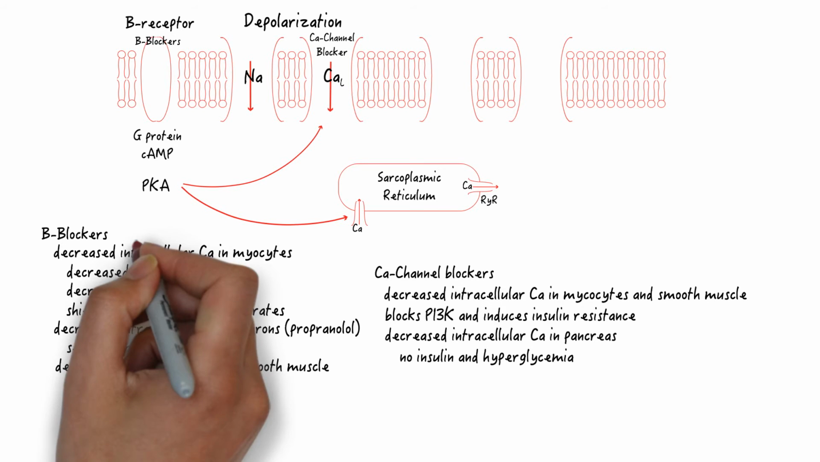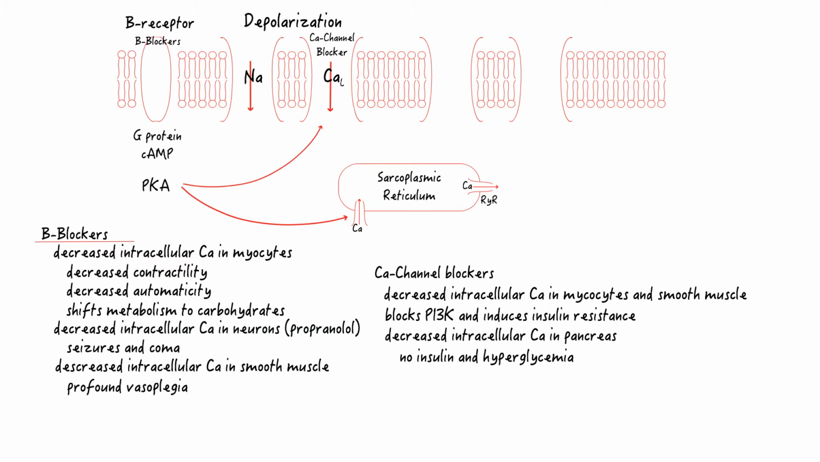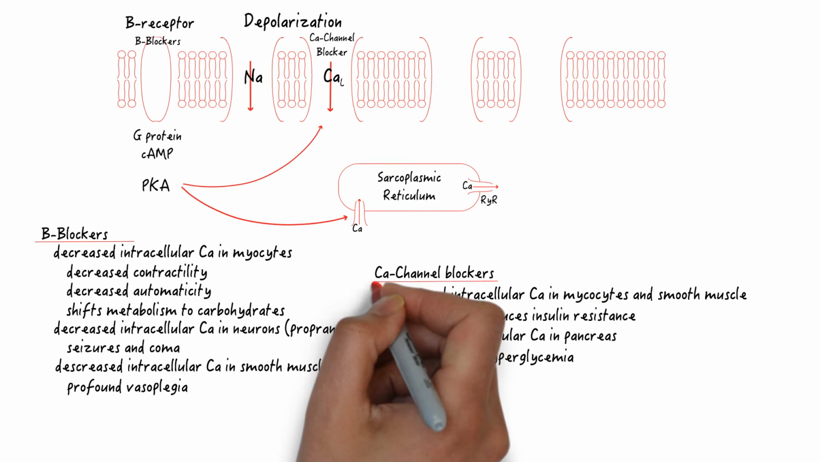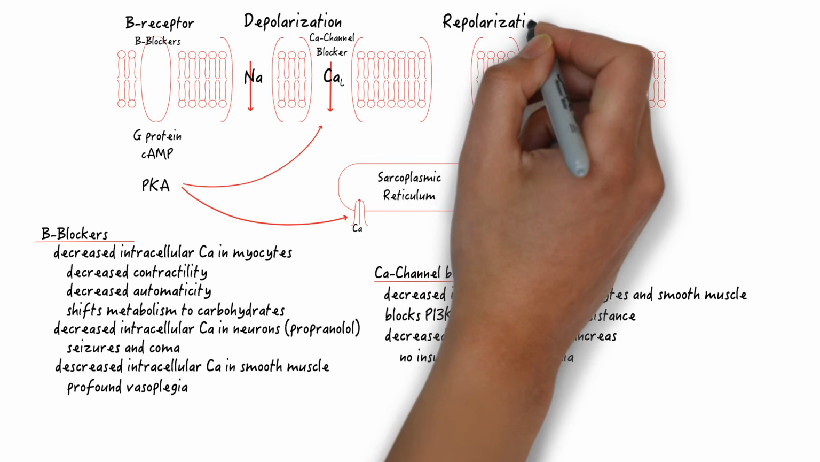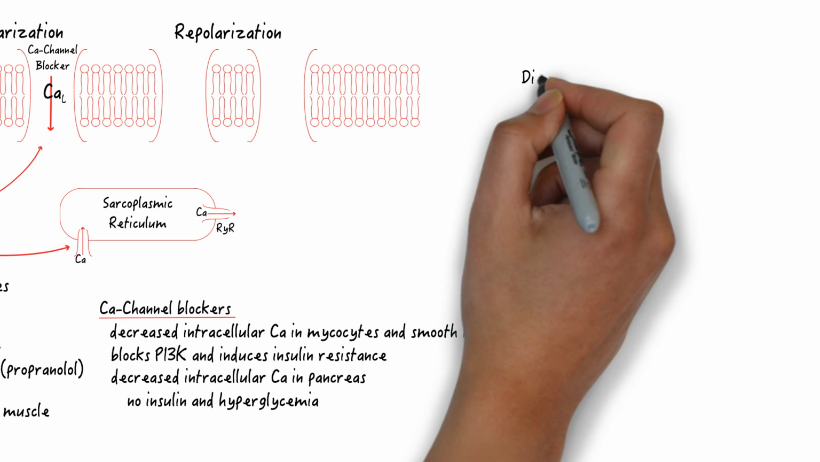So calcium channel blockers cause a clinical picture that is very similar to beta blockers. They both decrease intracellular calcium. But unlike beta blockers, calcium channel blockers can also induce hyperglycemia from decreased insulin secretion and increased insulin resistance. This, combined with a shifting of myocardial fuel supply to carbohydrates from free fatty acids and lactate, worsens the metabolic supply to myocytes.